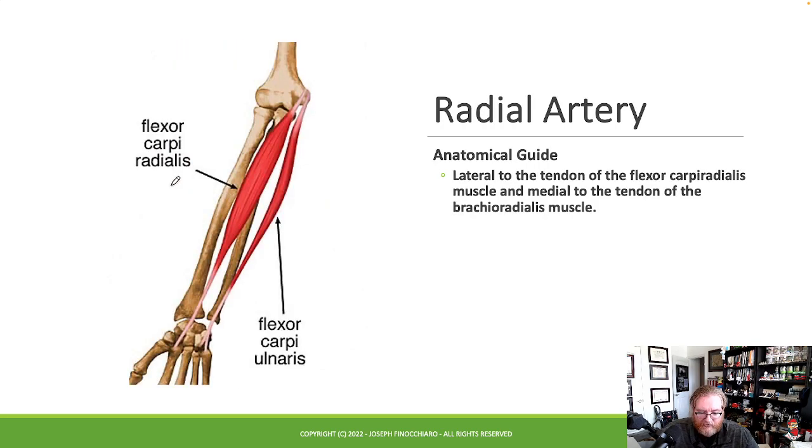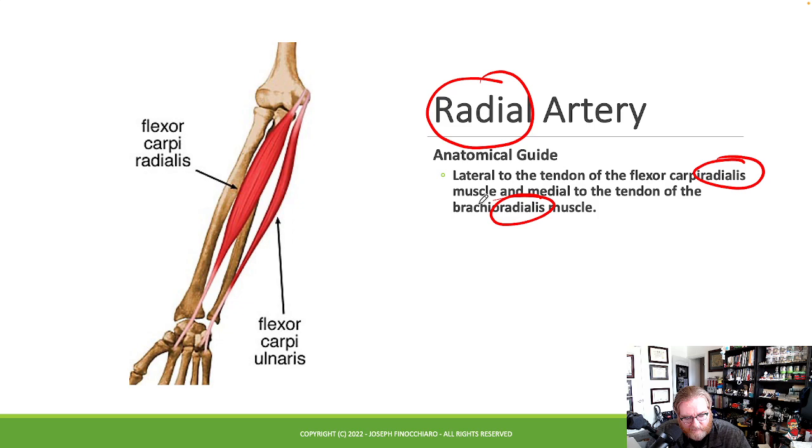The anatomical guide for the radial artery is lateral to the tendon of the flexor carpi radialis muscle and medial to the tendon of the brachioradialis muscle. Lateral to the tendon of the flexor carpi radialis and medial to the tendon of the brachioradialis. What is something that you see in both of these names? Literally, the name of the artery is in the muscles.